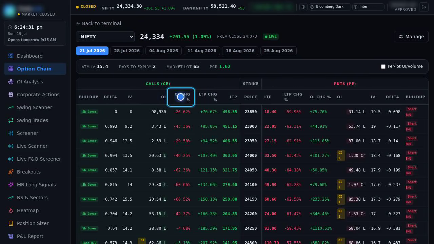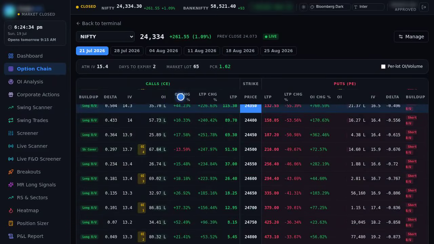Right beside open interest is the OI change column, how much that open interest grew or shrank just today. This is where you catch what's happening right now, not last week. Reading OI and its change together tells you a story in 4 simple patterns. When price rises and OI rises, that's a long build-up, fresh buyers stepping in, bullish. When price falls and OI rises, that's a short build-up, fresh sellers pressing down, bearish.